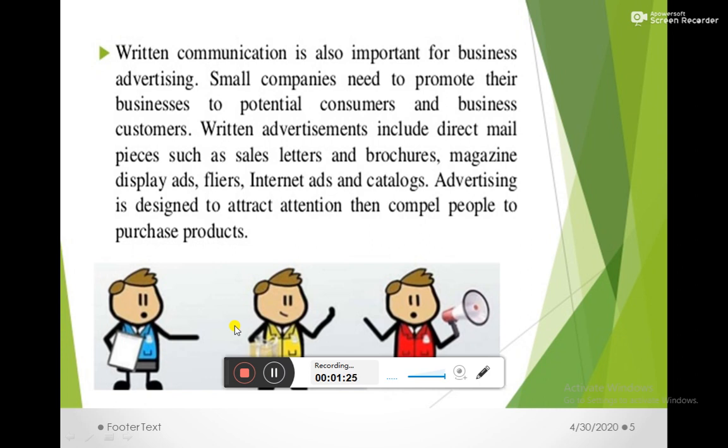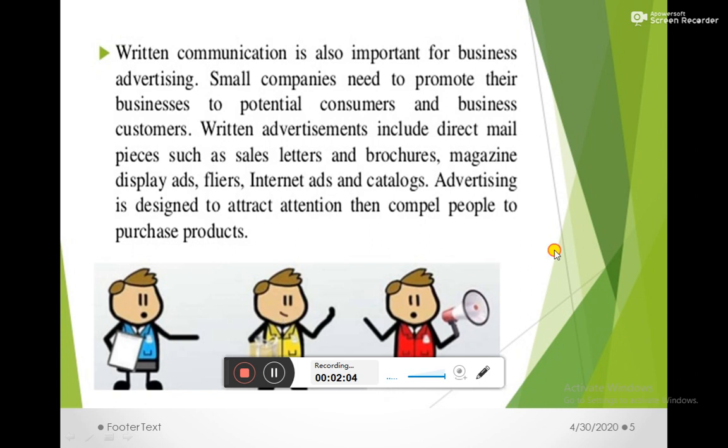Written communication is also important for business advertising. Small companies need to promote their businesses to potential customers and business customers. Written advertisements include direct emails, letters, brochures, magazines, display advertisements, flyers, internet advertisements, and catalogs. Advertising is designed to attract attention and to compel people to purchase the products.